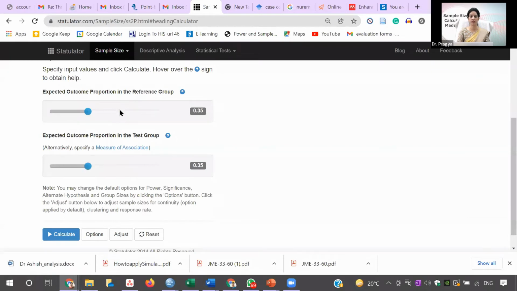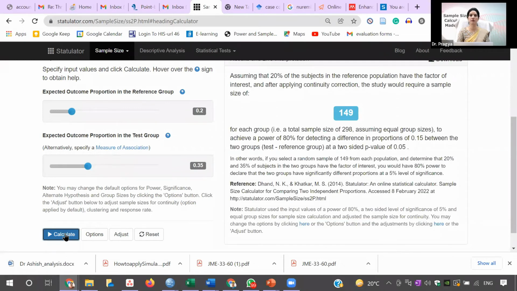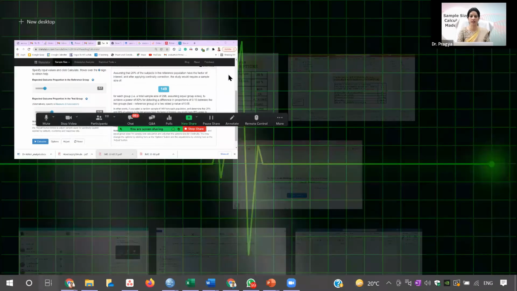So no, this is in the reference group. You have to see in the reference. In the reference group, it was 0.20. And in this thing, it was 0.35. And there was no adjustment. So it is 149. So yes, you are right. All of you are right. In this case, it is 149 without having any assumption. I'm not taking into account any assumptions now. So yes. So now let's see.